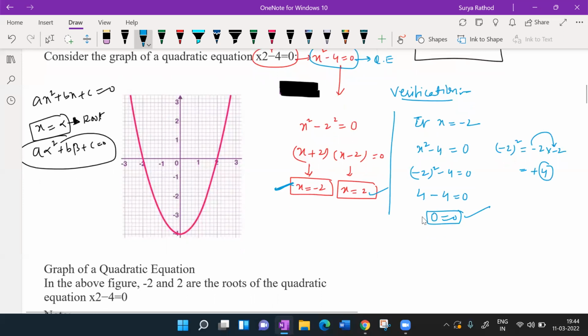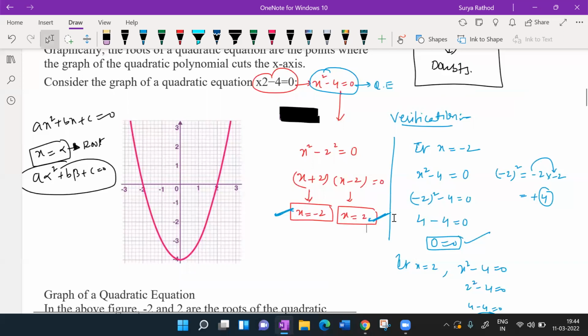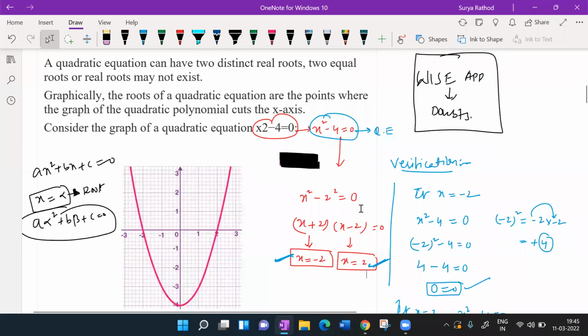Similarly, you can check for x is equal to 2 as well. How can you check? x square minus 4 is equal to 0. 2 square minus 4 is equal to 0. 4 minus 4 is equal to 0. 0 is equal to 0. Hence, this is also a root. Hence, proved. So, what is a root? A root is nothing but, if I take that root and substitute it in the given equation and I get LHS equal to RHS, we can confidently say that it is a root of the given quadratic equation. Hope everyone knows this.